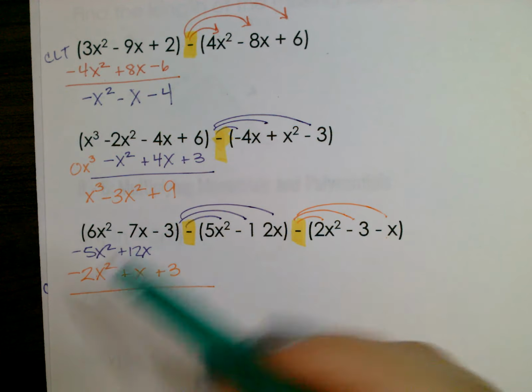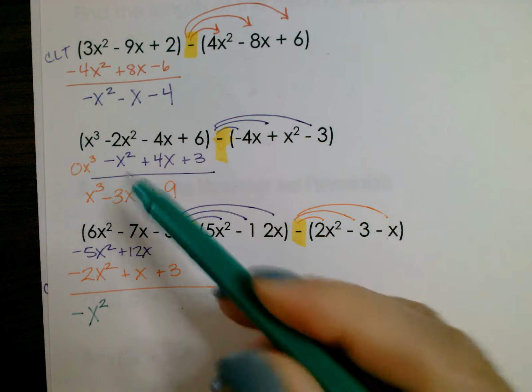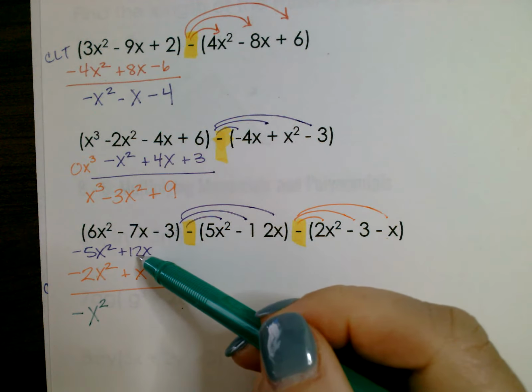Now I will just combine my like terms. 6 minus 5 is 1, minus 1 more, negative x squared. Negative 7 plus 12 is 5, plus 1, I get 6x. Negative 3, positive 3, that creates 0. No need to write anything down.